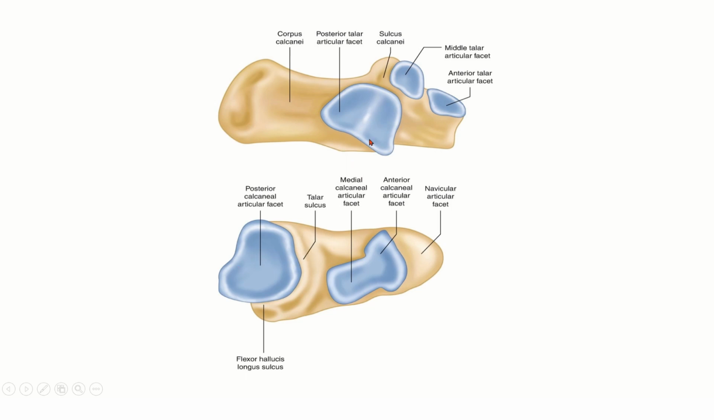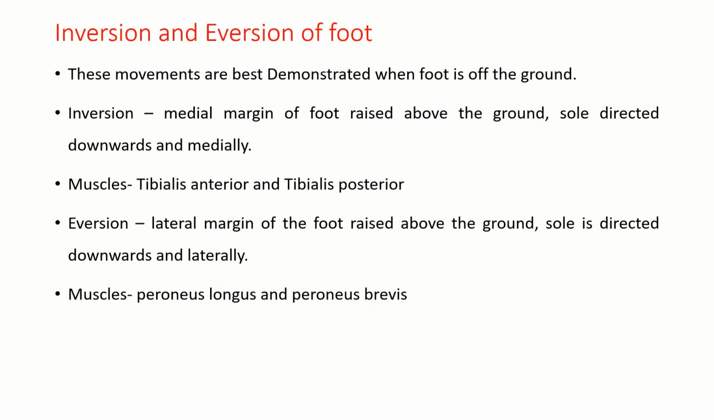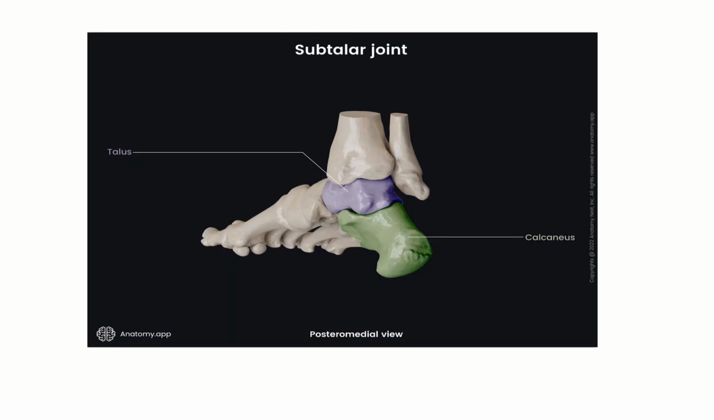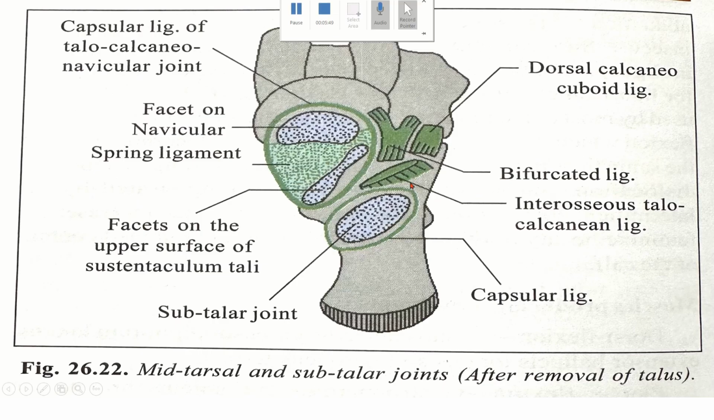And this talar sulcus and the sulcus calcanei, when they form this subtalar joint, form a sinus called the sinus tarsi, which will be bridged by the interosseous talocalcaneal ligament. So this is the interosseous talocalcaneal ligament.